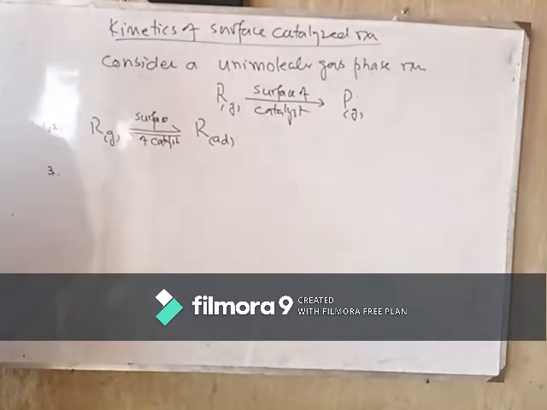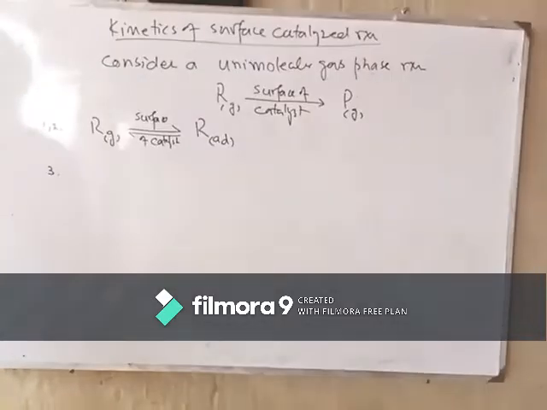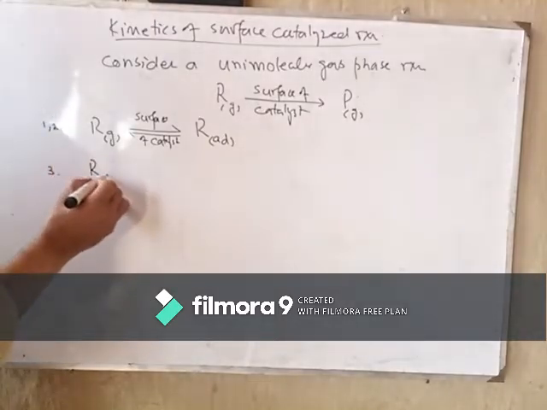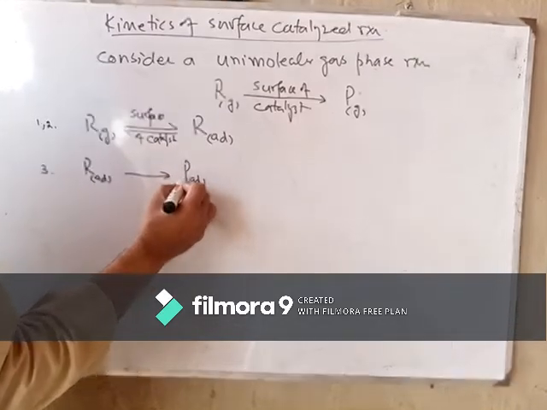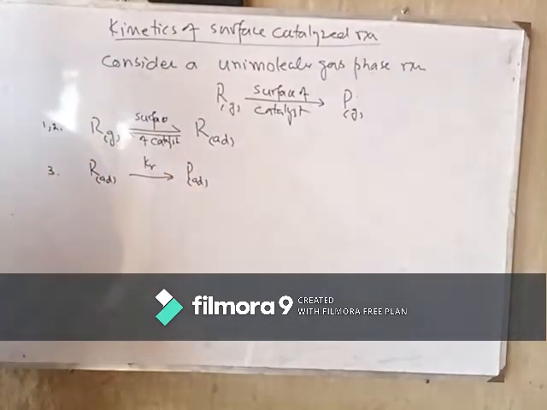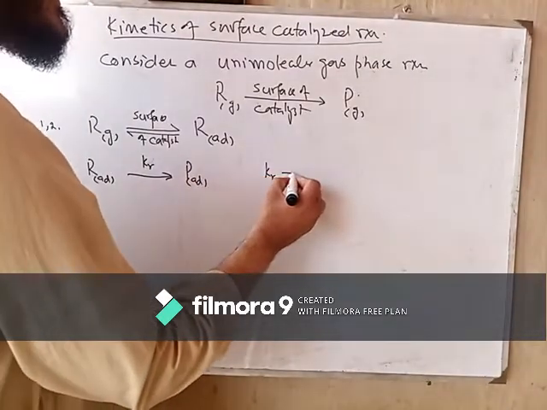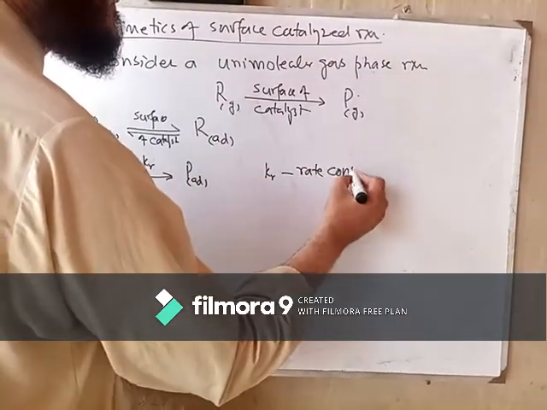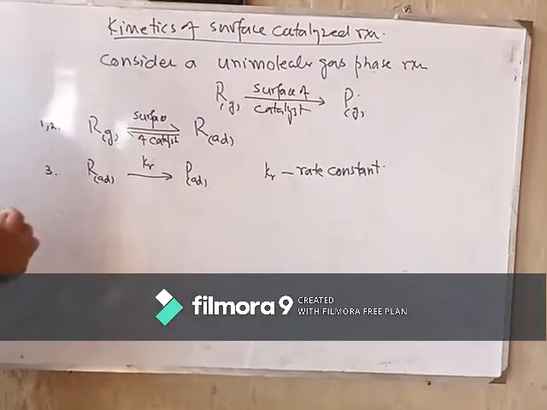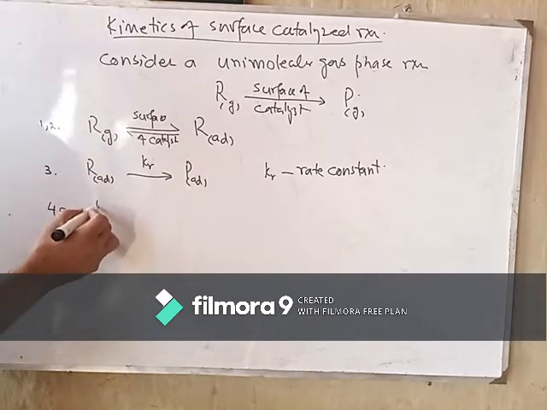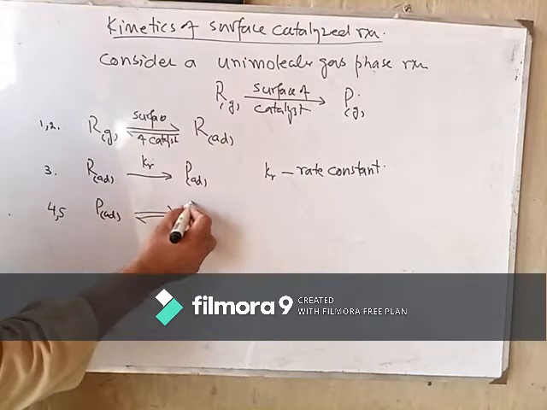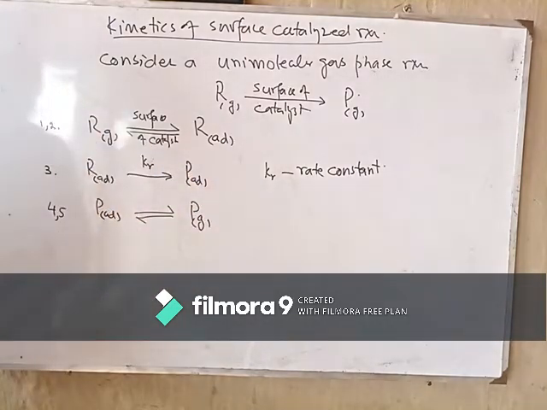In the third step, when the reactant is adsorbed at the surface of the catalyst, then it reacts and gives the product. Reactant in adsorbed form gives the product in adsorbed form. Let's suppose Kr is the rate constant for this step. In the fourth and final step, the adsorbed product is desorbed and then moves away to the gaseous phase. So these are the 5 steps.